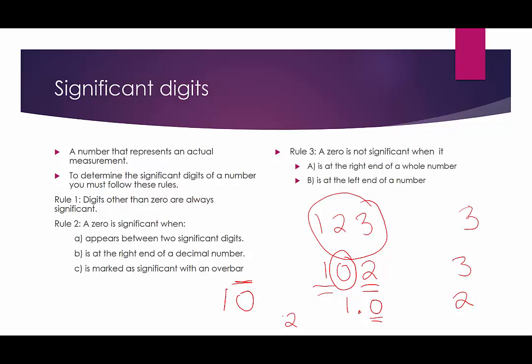Rule 3 is a 0 is not significant when it is at the right end of a whole number or is at the left end of a number. So for example, if you have 0.02, this would only be 1 significant digit because this is at the left end of the number.